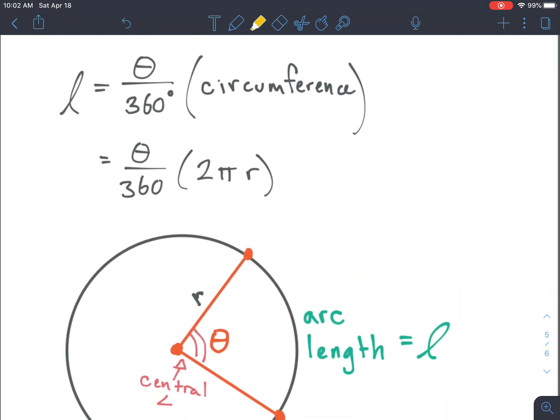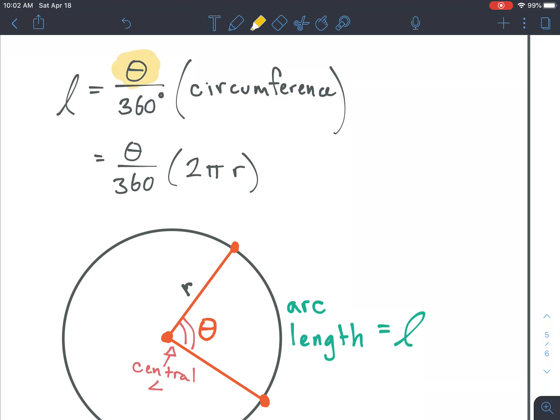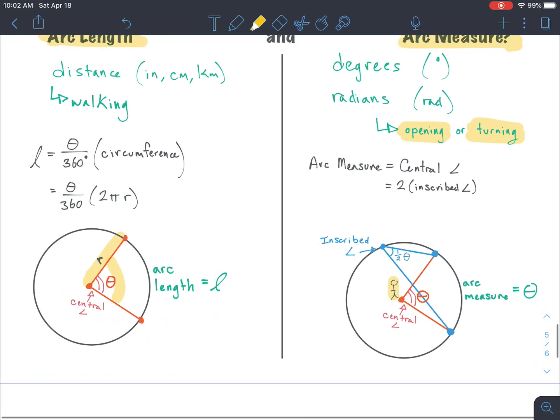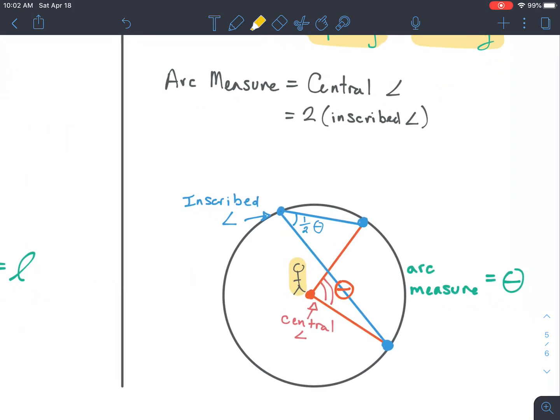The formula for arc length is the central angle, that's this angle coming out of the middle, divided by 360, or 2 pi if you're using radians, multiplied by the circumference. And the circumference is the entire edge of your circle. So we only want a piece of that edge. That means that when you're looking for arc length, the two things that you need are the radius and your central angle. When you're trying to calculate the measurement of an arc measure, you don't need the radius.